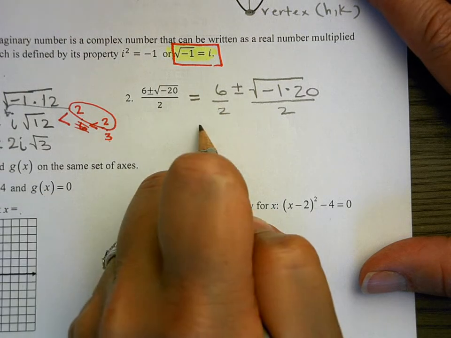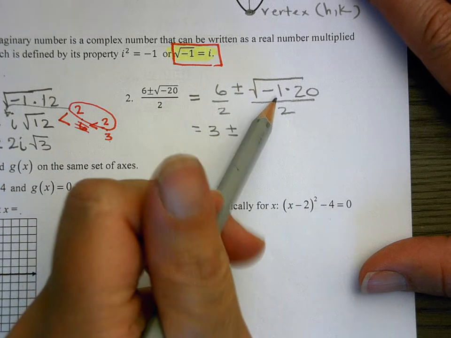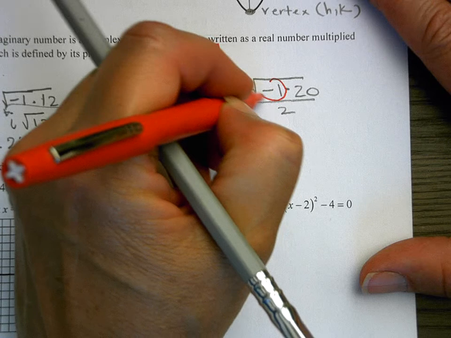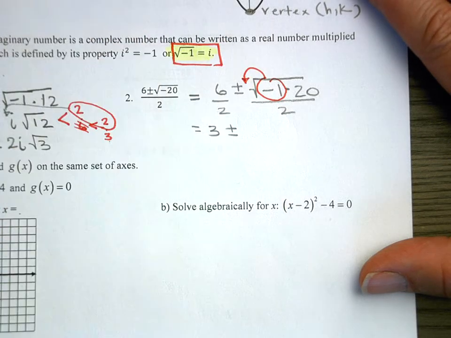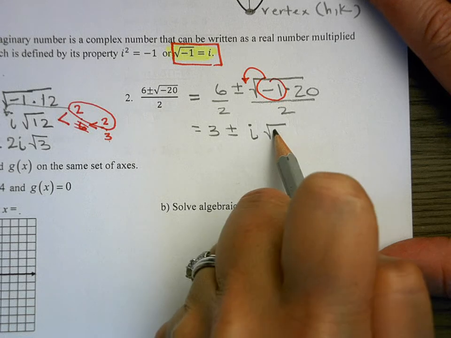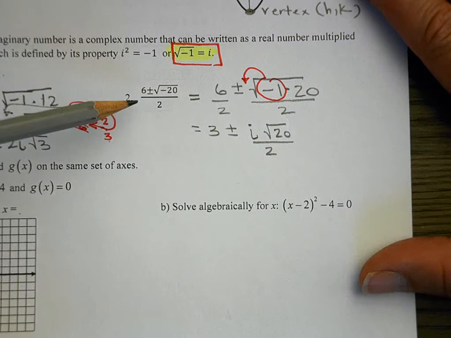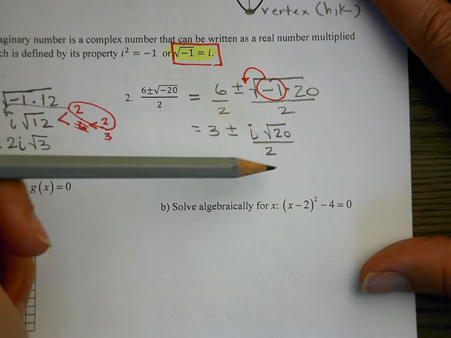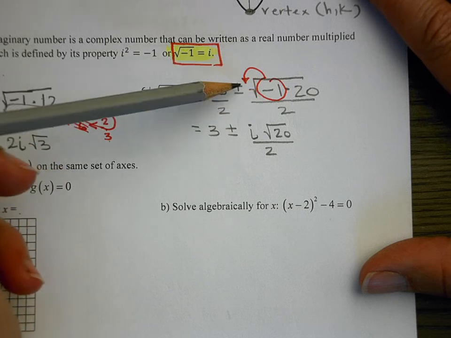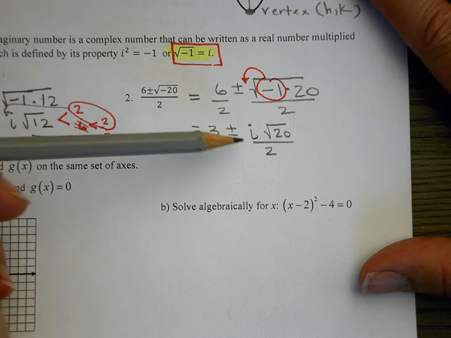And then I know 6 divided by 2 is the same as 3. And then that negative 1, so the square root of negative 1 is i, so I'm going to take that and pull it out. And then divide it by 2. So I broke up the long division bar, dividing both by 2. And then I took the negative 1 out, and that turned into i. So that is how I take that negative out and make it imaginary, so i.